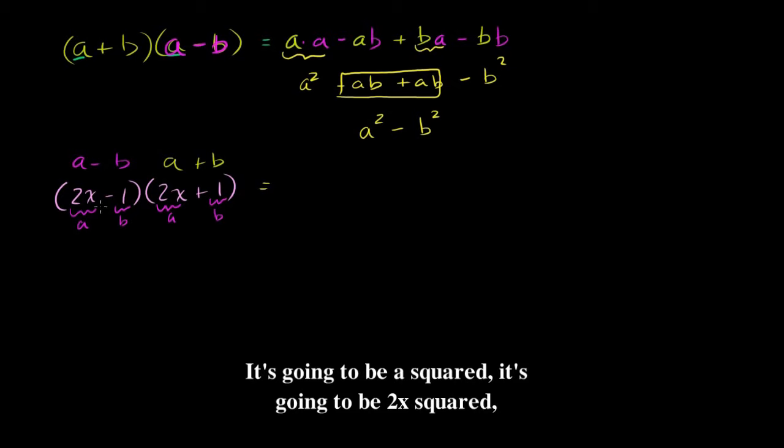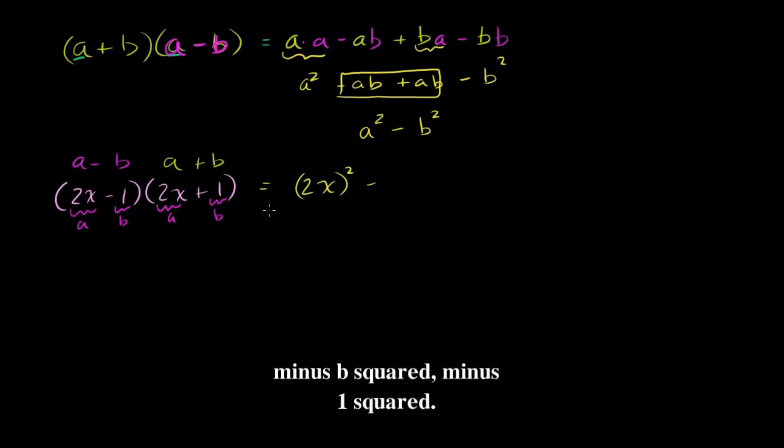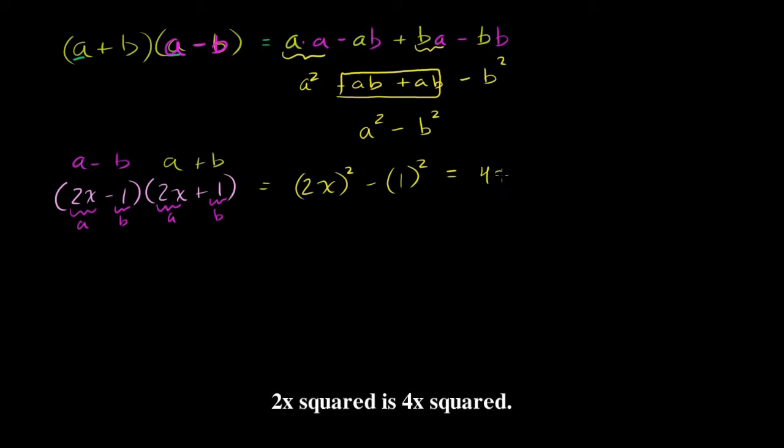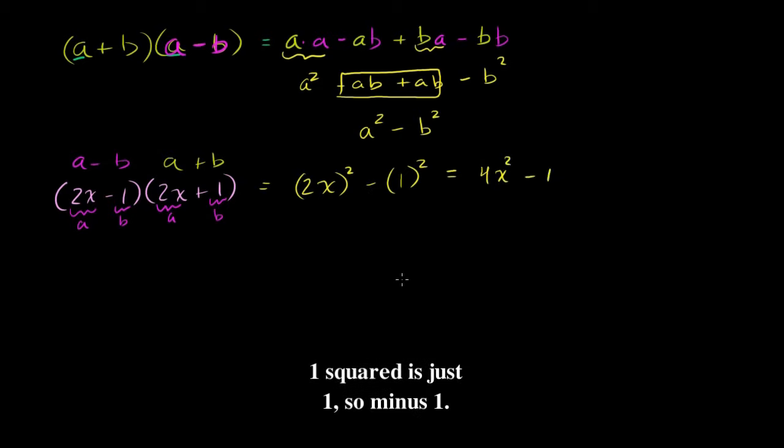So what is this going to be equal to? It's going to be a squared, 2x squared, minus b squared, minus 1 squared. 2x squared is 4x squared. 1 squared is just 1, so minus 1. So it's going to be 4x squared minus 1. Let's do one more of these just to really hit the point home.